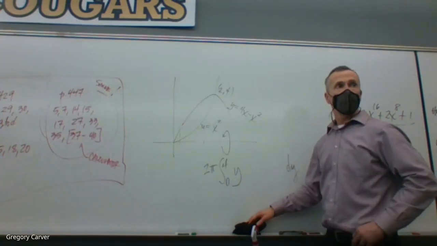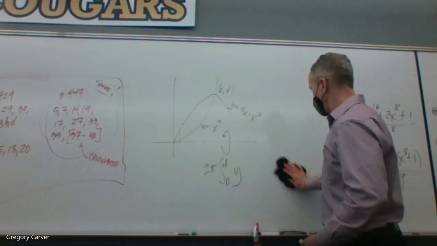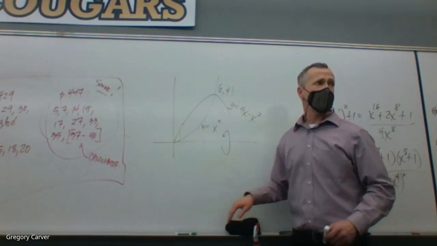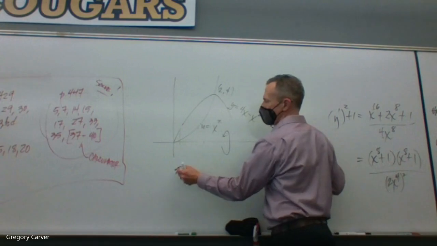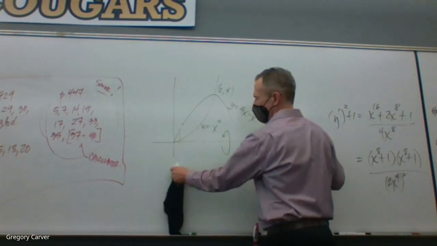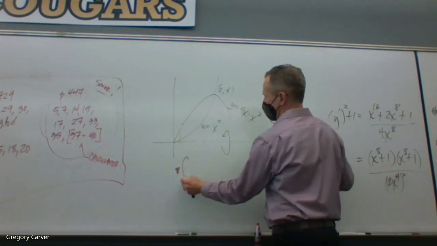Yeah, we could do washer. Let me just do it while I've got it on the board, okay? Around the x-axis, right? Okay. You agree dx, yes? Yep. You also agree, Zach, that it is washer. It's from 0 to 3. Yeah.